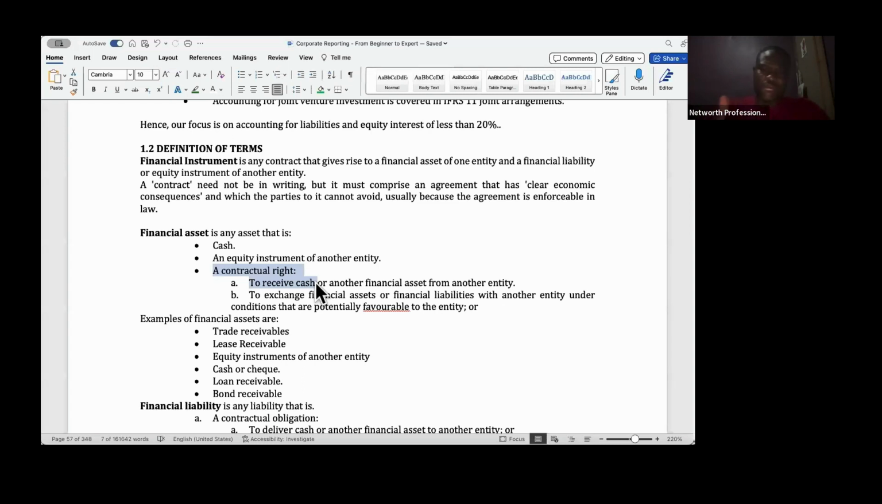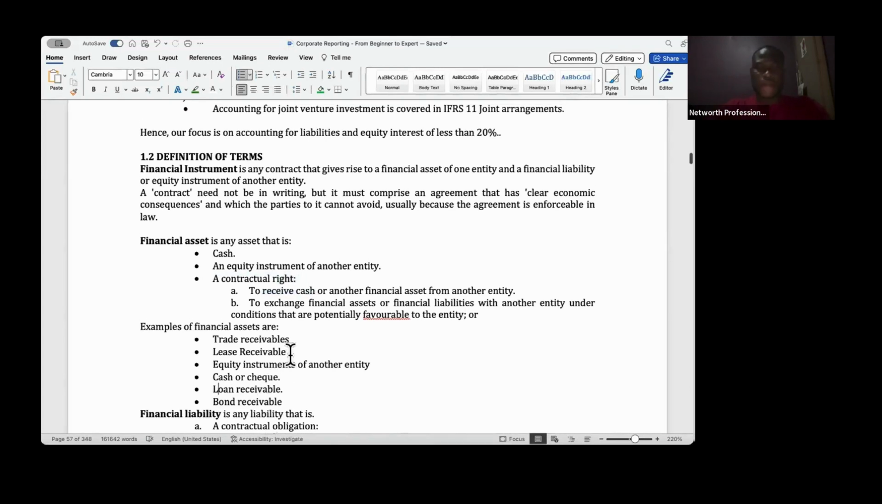Okay, and there are some examples here, like trade receivables, lease receivables, equity instruments of another entity, cheques, bonds, and all of that. Just for me to confirm that you understand what I'm talking about, let's look at property, plant, and equipment, like a motor vehicle, for example. Based on your past learnings, you should know that a motor vehicle is PPE, property, plant, and equipment.